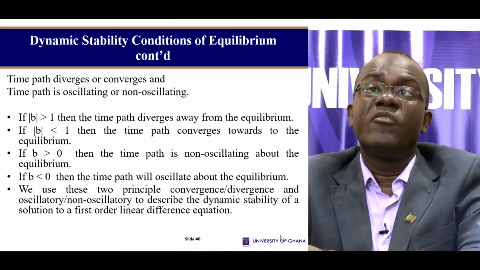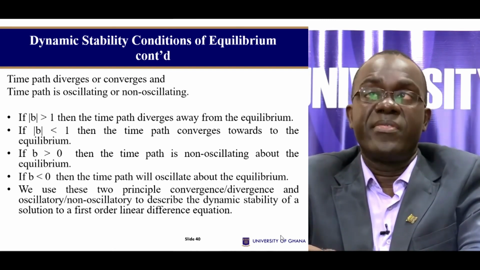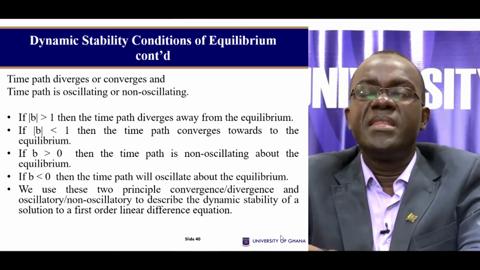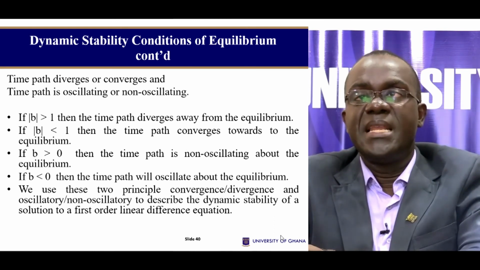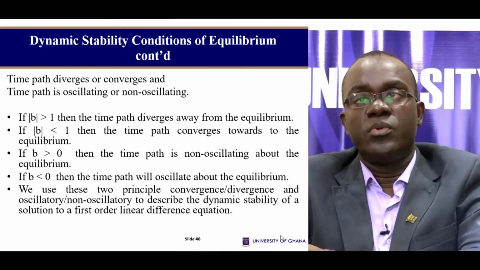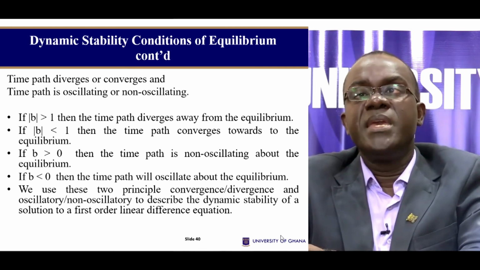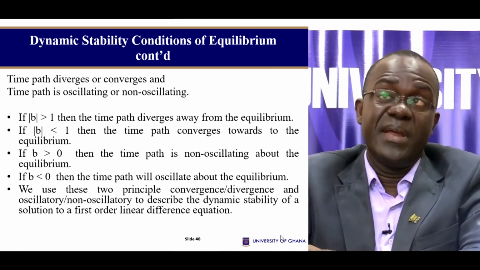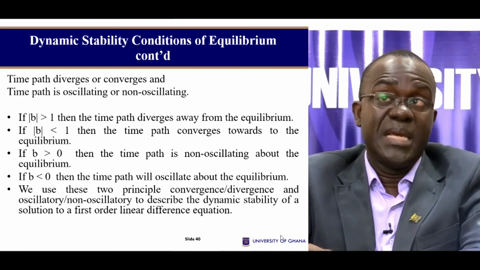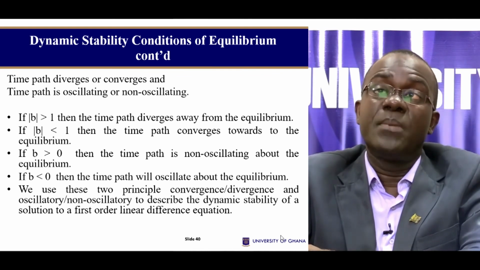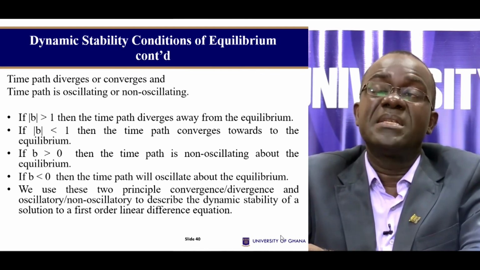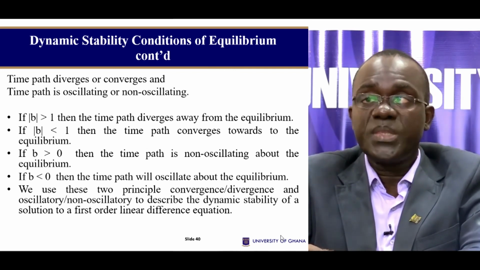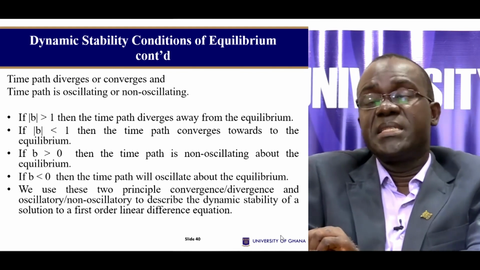In the long run, we can summarize it as follows. If the absolute value of b is greater than 1, then the time path diverges. That is, the function tends to infinity. If the absolute value of b is less than 1, then it means the graph tends to what? 0. Also, if b is greater than 0, then we have non-oscillating. It means it either stays in the positive quadrant or the negative quadrant. It doesn't rotate between the positive and negative quadrant. But when b is less than 0, then we see the function rotating within the positive and the negative quadrant.